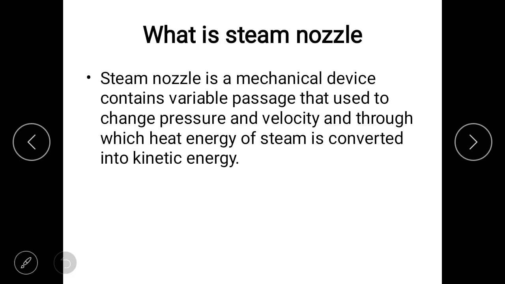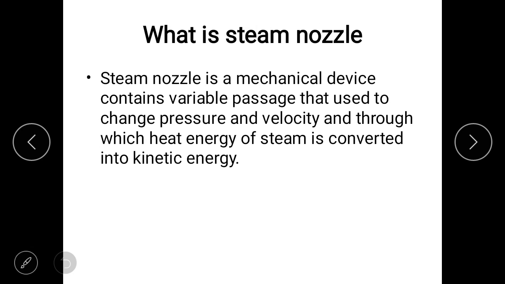First of all, we have to know what is a steam nozzle. Before we go to the types of nozzle, we first have to know what a steam nozzle is. A steam nozzle is nothing but a mechanical device, simply a mechanical device that is used to vary velocity and pressure. Also, it converts heat energy into kinetic energy. That is another function of the steam nozzle.